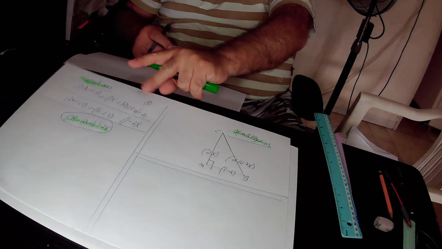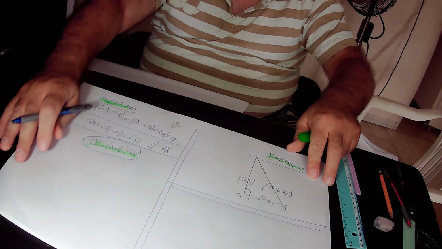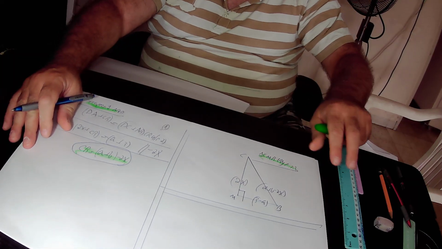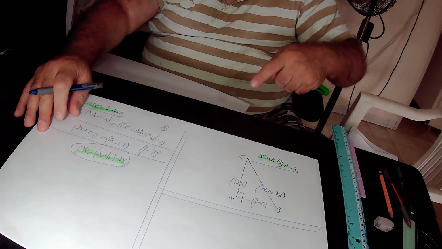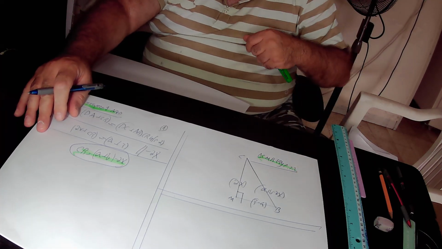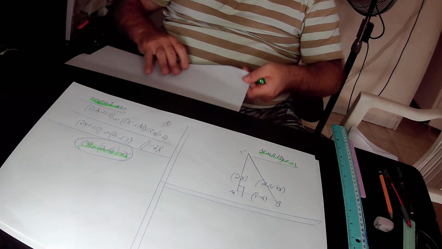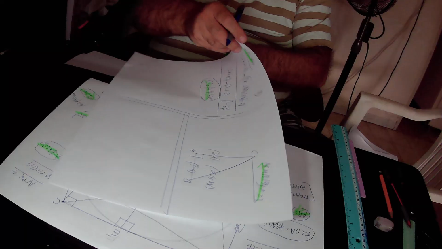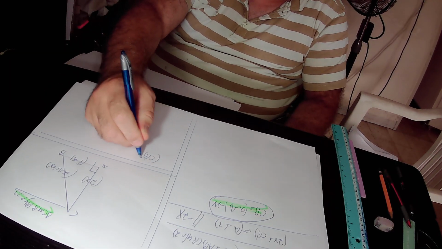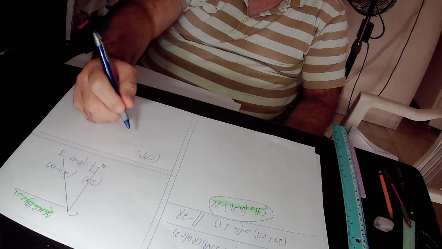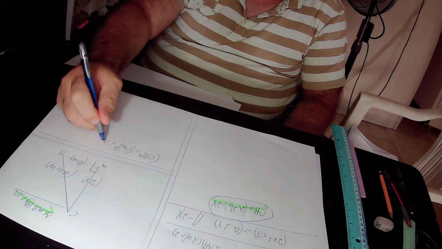So actually, this is the right triangle CMB according to the original drawing. In this right triangle CMB, according to the Pythagoras theorem, CB squared, that is the square of the hypotenuse, equals CM squared plus MB squared. So I write it down: CB squared, the square of the hypotenuse, equals CM squared plus MB squared.